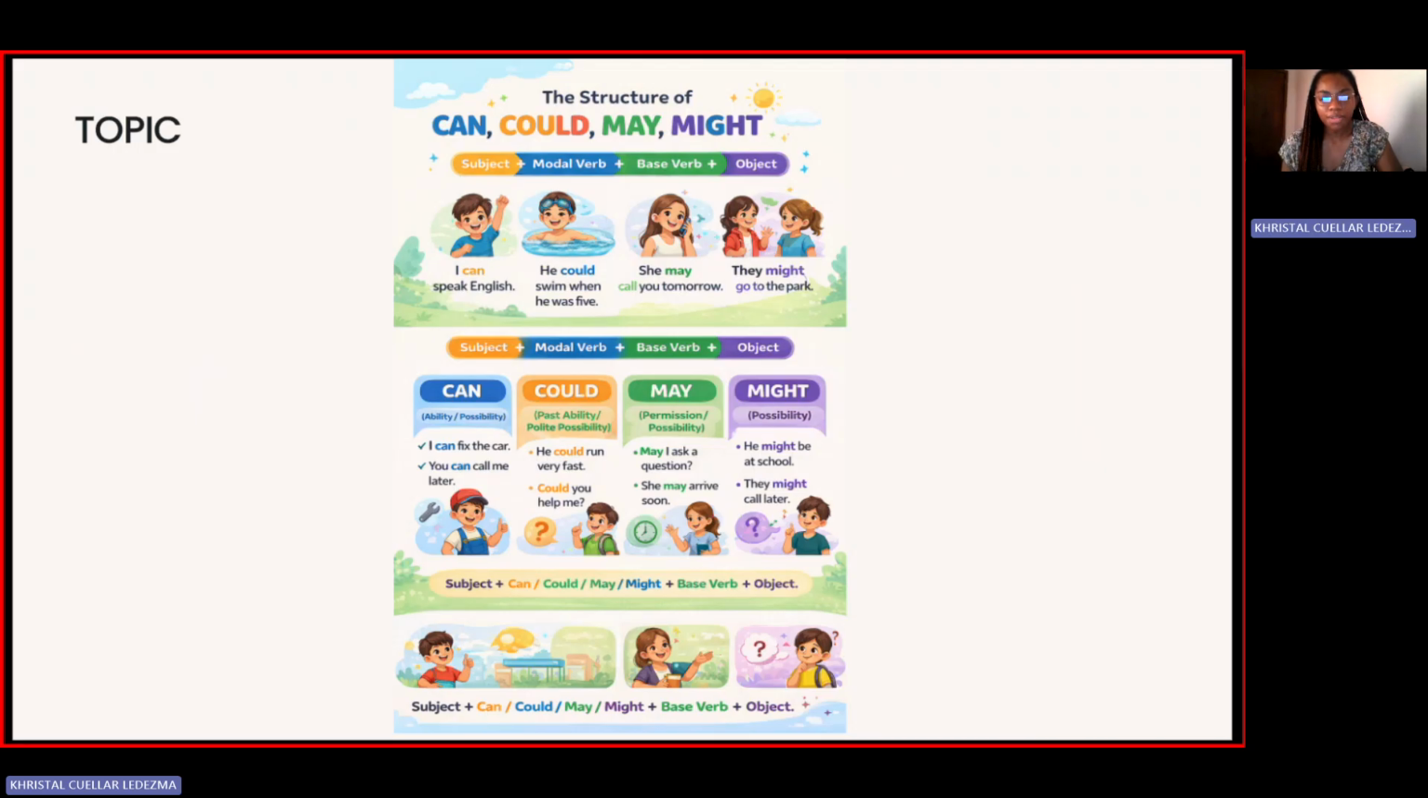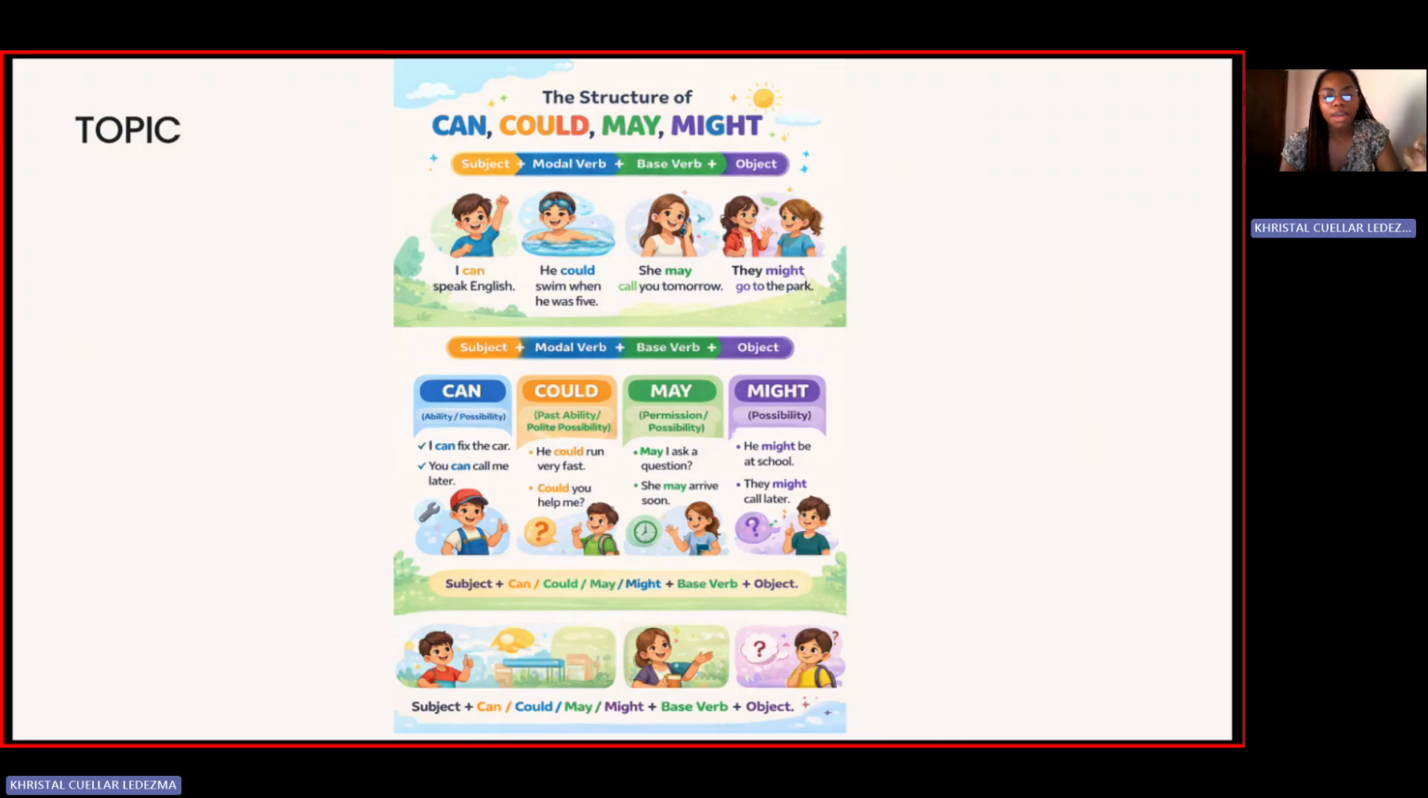Okay, and now you have these other examples that explain the same thing all over again. Subject, modal verb, base verb, and object. Can helps us to explain something that we have the ability or possibility to do. That's when we use the word can. For example, I can fix the car. That's something that you can do. You can say to someone, I can fix the car, if you don't know anything about cars, or if that's not your job.